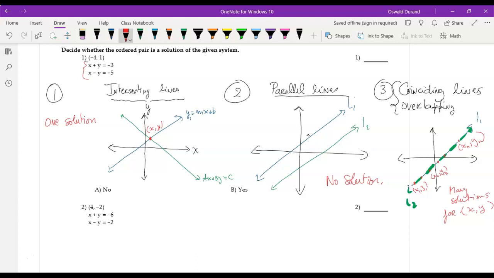Okay, so those are the three situations that you might have. We're going to look at techniques or methods on how to find that one solution, parallel lines, and coinciding lines. One method would be to graph. You know how to graph a linear equation, then the challenge would be to find the intersecting point, right? If you have two parallel lines, when you graph them, you should be able to see that. Coinciding lines, same thing.